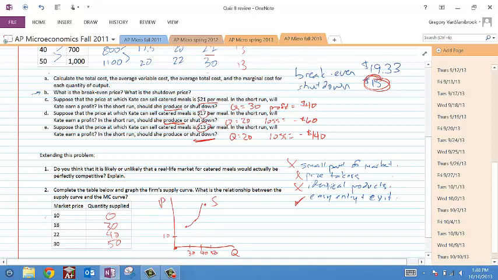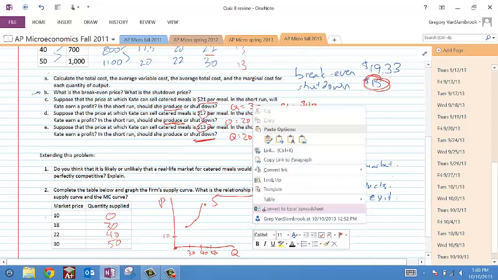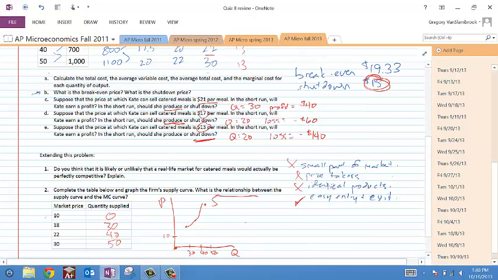And then the second part of the question, what is the relationship between the supply curve and the marginal cost curve? That's just a concept that you should know. The supply curve is the same as the marginal cost curve. Usually the way it's worded is that the firm's marginal cost curve is its supply curve, or vice versa. Its supply curve is its marginal cost curve as long as you're above the shutdown price.